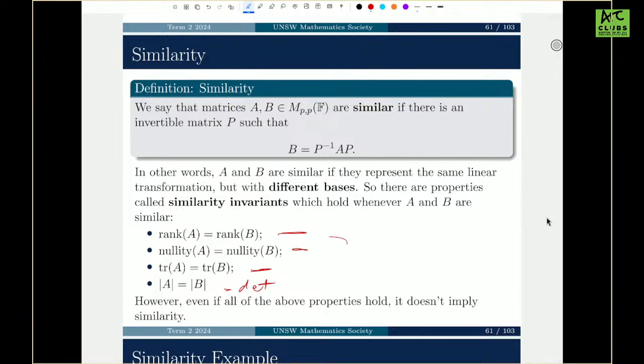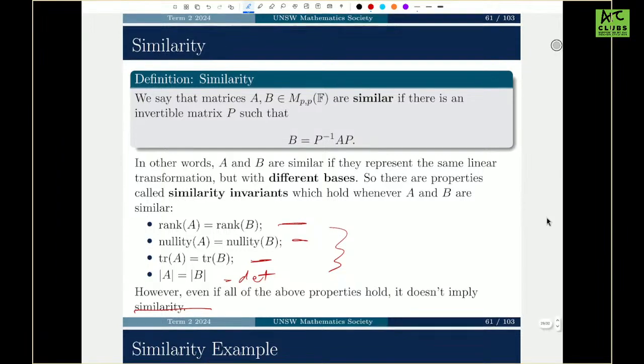But even if you have all these properties, that doesn't necessarily imply that they're similar. For something that is going to be exactly true when A and B are similar, we can look later in this course.